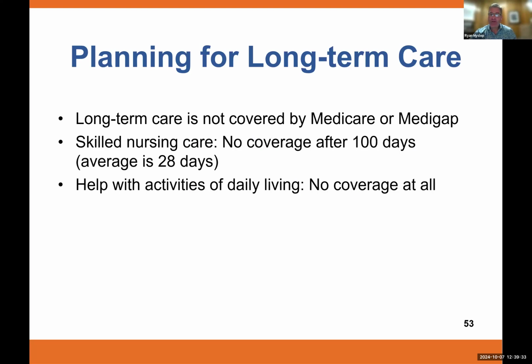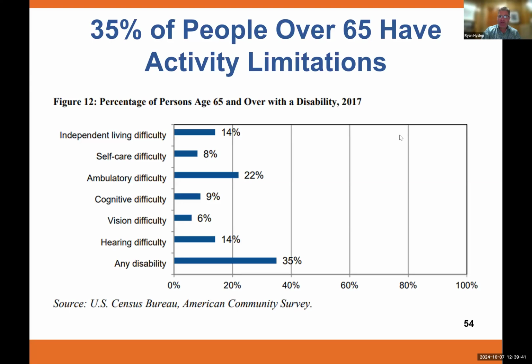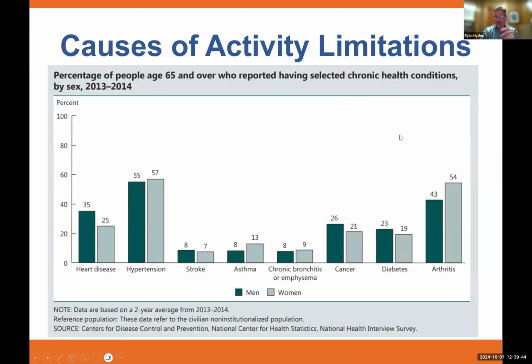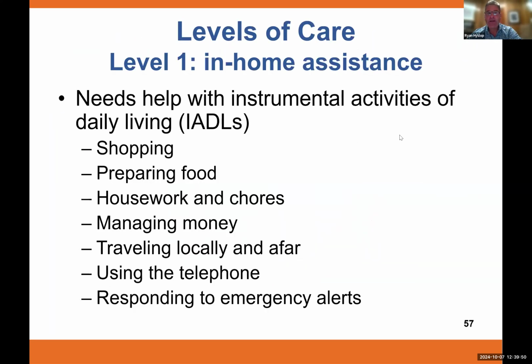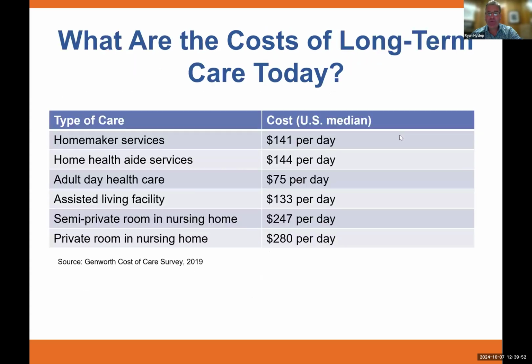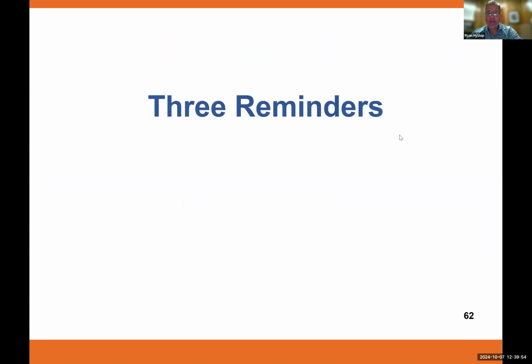Remember that long-term care is not covered by Medicare or Medicaid, right? There's no coverage after 100 days, and there's no coverage at all with activities of daily living. I said I was going to make a mention. I'm not going to go over the ambulatory stuff and the activities of daily living with long-term care, because that's a whole other presentation. So I'm going to skip through this.